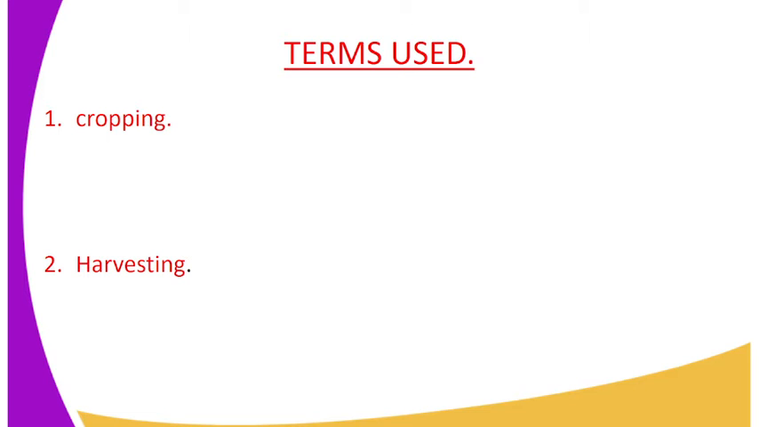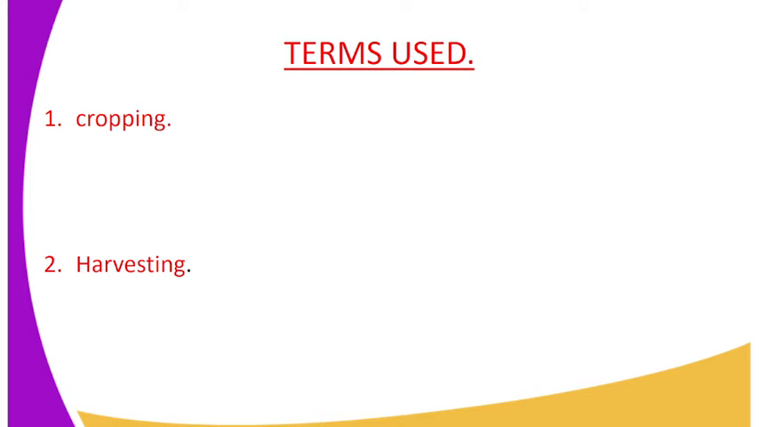There are various terms which are used in this topic. The first term is cropping of fish. And what is cropping of fish? Cropping refers to the removal of marketable sized fish from a particular fish pond, and the harvesting, on the other hand, is defined as the removal of all the fish, both the small fish and big size, from a particular fish pond.